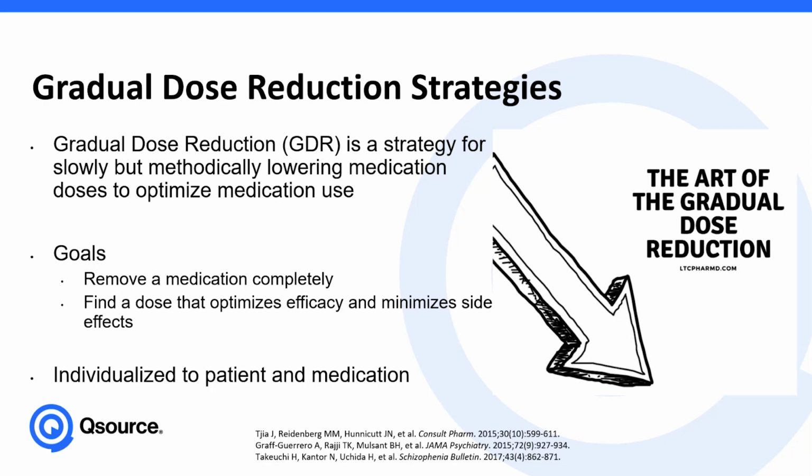And that is helpful from an optimization perspective because we're decreasing dose, we're decreasing risk of side effects and risk of drug interactions. And if they have dementia, we have a decreased risk of mortality even. So those are the goals. The goal really is optimization of medication use. And sometimes, like I said, it's getting rid of the drug or finding a dose that optimizes efficacy and minimizes side effects. It should be individualized to the patient and to the medication.